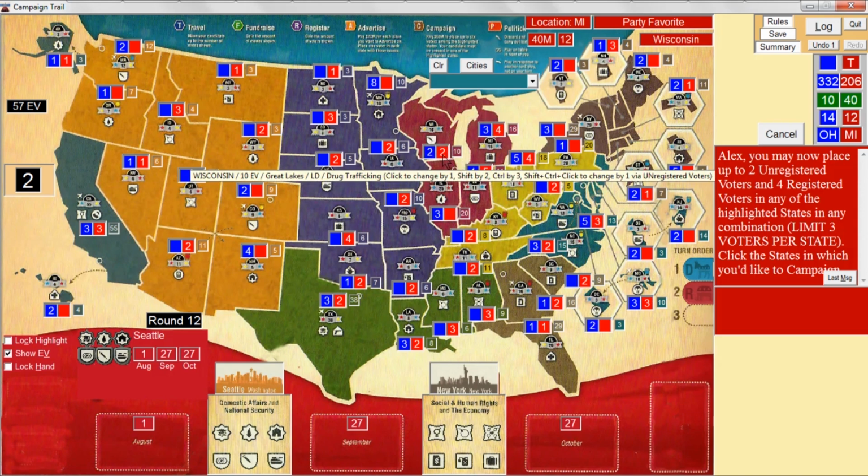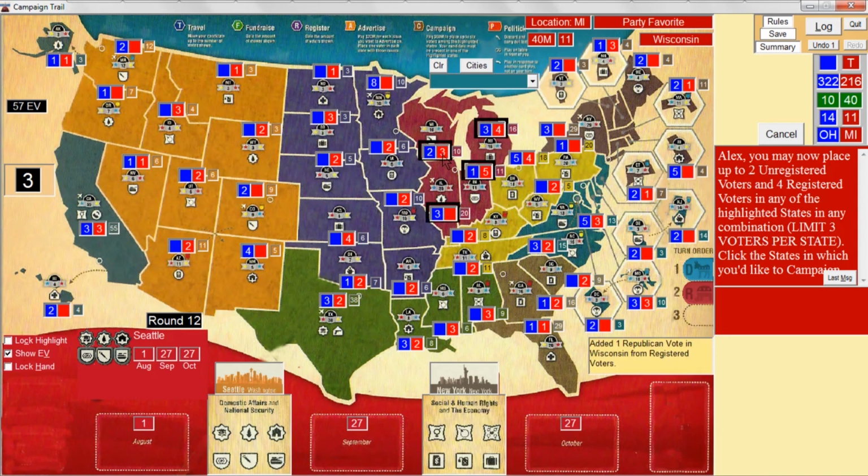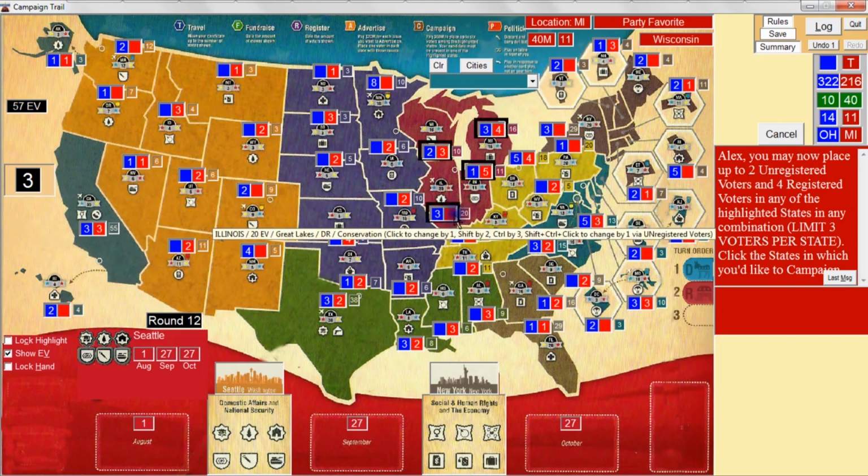One voter in Wisconsin, and grab the lead there. And I've got 3 left, and I can only put 3 in one place. This wouldn't get me Illinois, but it would certainly tie me in Illinois.